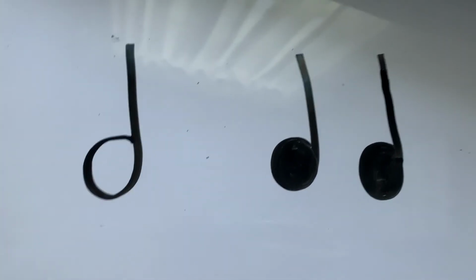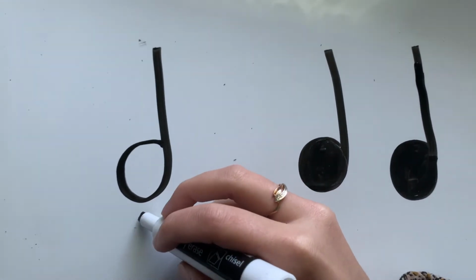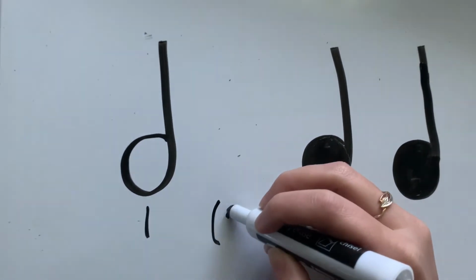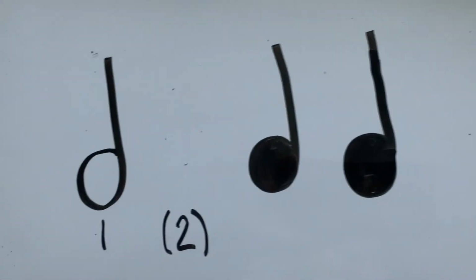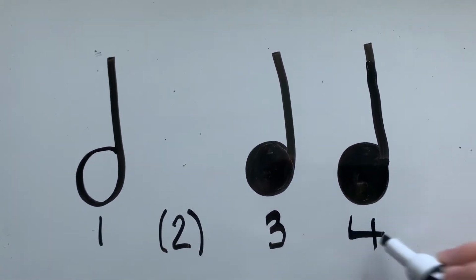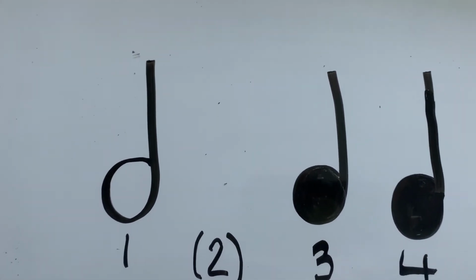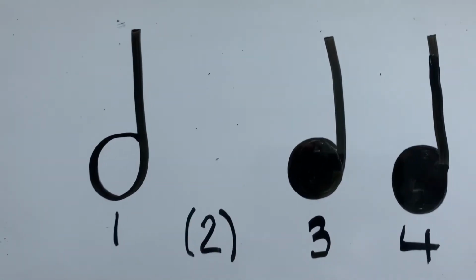For the next example, I kind of just switched it around. So this is a half note, so it holds 2 beats, 1, 2. And then over here are 2 quarter notes, and that's 3 and 4. This would be played 1, 2, 3, 4.